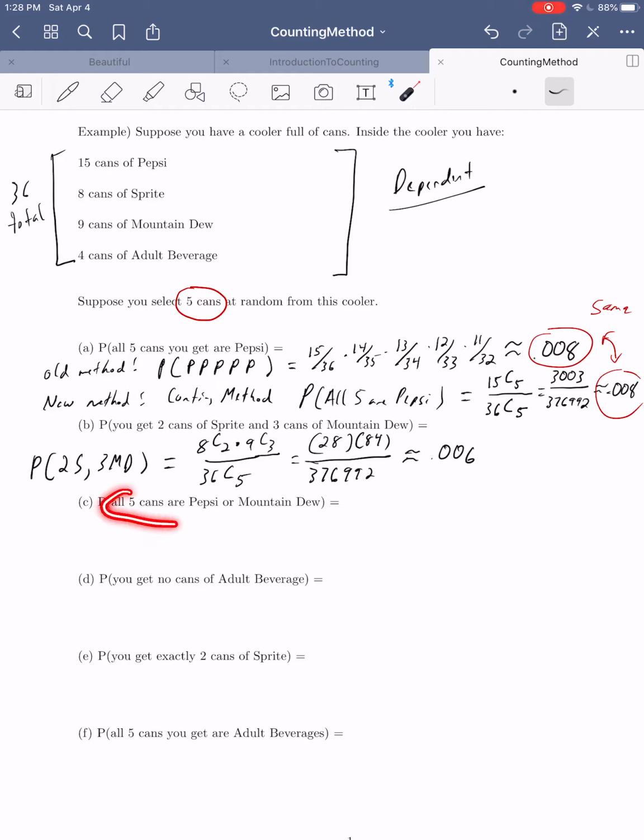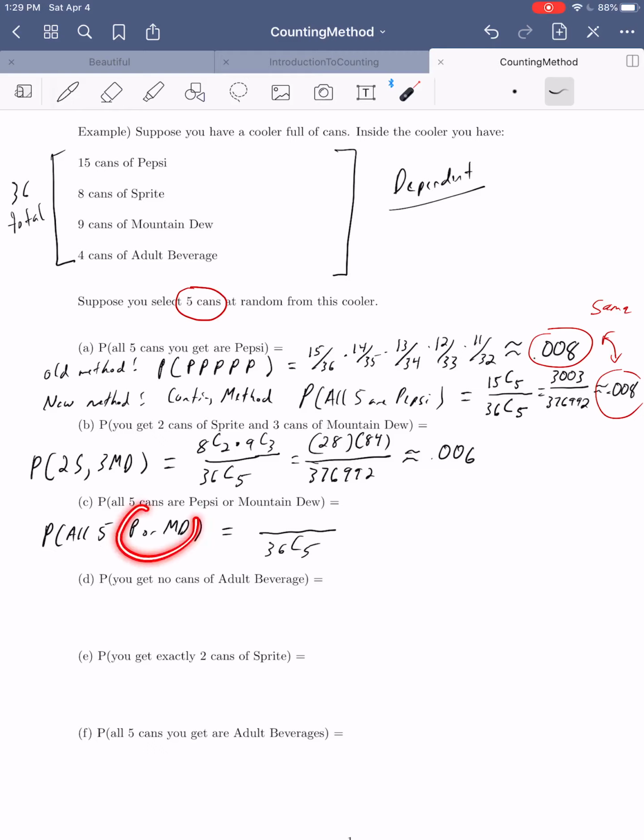We want the probability that all 5 cans are Pepsi or Mountain Dew. So we want all 5 Pepsi or Mountain Dew. So how can we do this? Well, same idea, denominator 36C5, because we're going to be choosing 5 cans out of 36. Notice that this denominator is never going to change unless we change what's in the cooler or how many cans we're selecting. If we keep this cooler with 36 cans and we're always choosing 5 cans, then that denominator is always going to be 36C5.